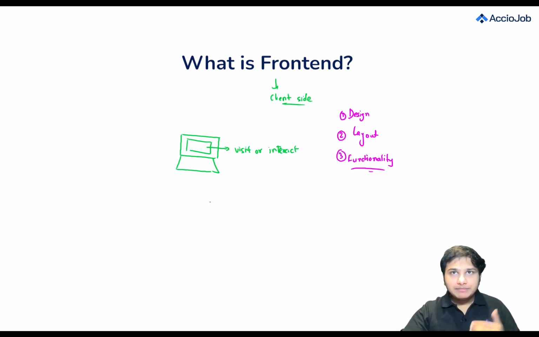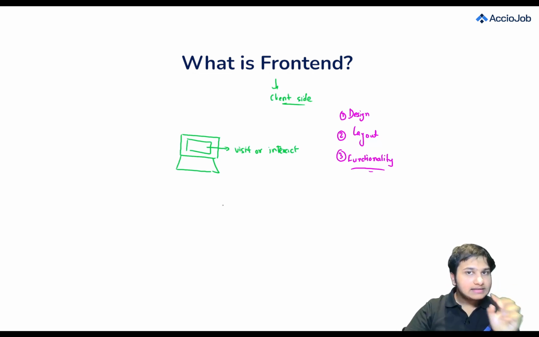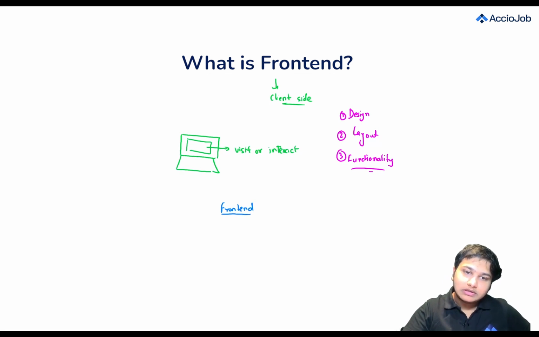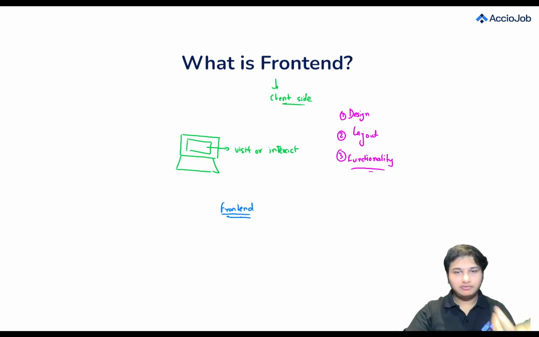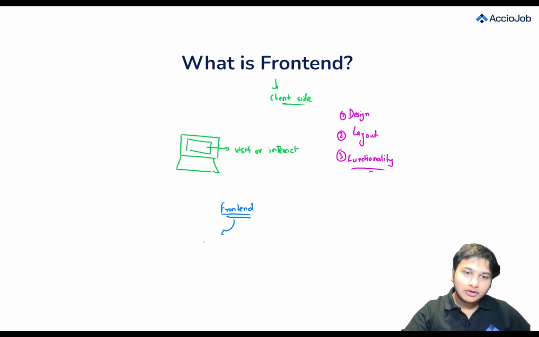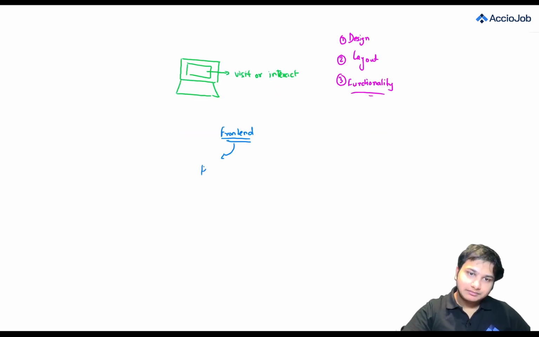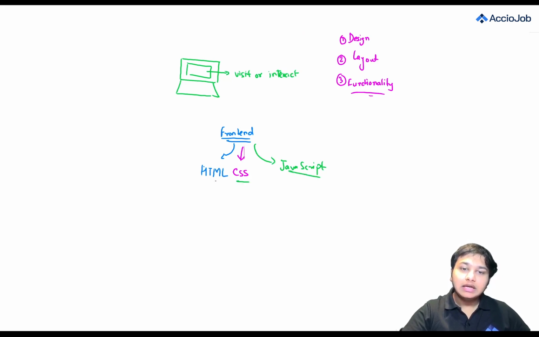Okay, so before we understand what all things we'll be learning in front end, just understand that front end has three core technologies. Any guesses? You can pause the video and guess. Yeah, so I hope you're correct. The front end encompasses three major technologies. First being HTML, yes. Second being CSS, and the third one being JavaScript. Okay, so these are the three core technologies.